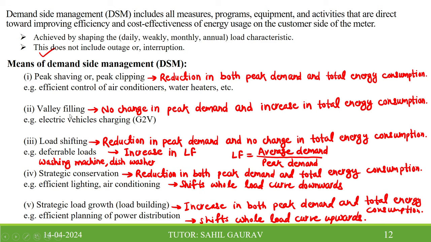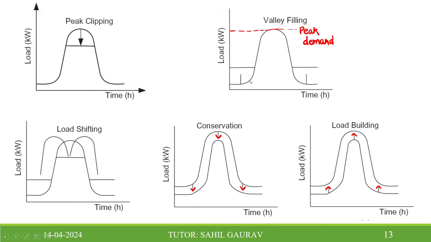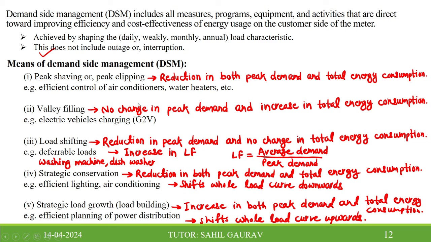Now second is valley filling. If you see this figure, valley filling means you are increasing the lower demand occurring at certain time instants. So no change in the peak demand, but an increase in the total energy consumption. And one good example for valley filling is electric vehicle charging, that is grid to vehicle.